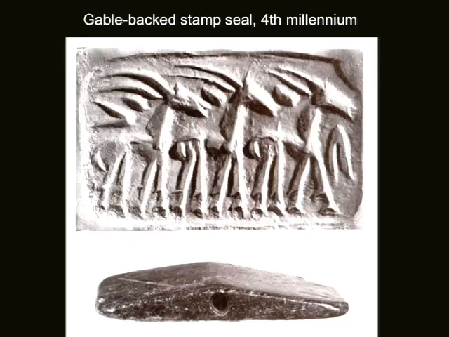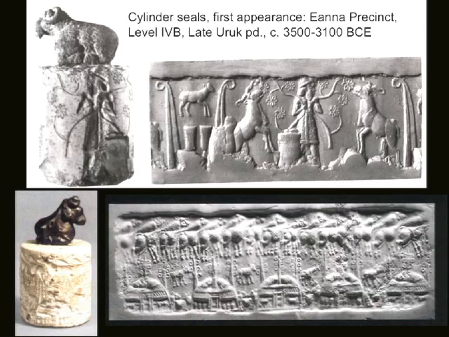In addition to writing, at Uruk we see the use of seals and sealing for identification. Now, seals we've seen very early on. We talked about seals at Tepe Gawra. This is a gable-back seal from the 4th millennium. Very, very early. We even see them at Catalhuyuk. But during the late Uruk period, seals take a dramatic shift, and there is a big change.